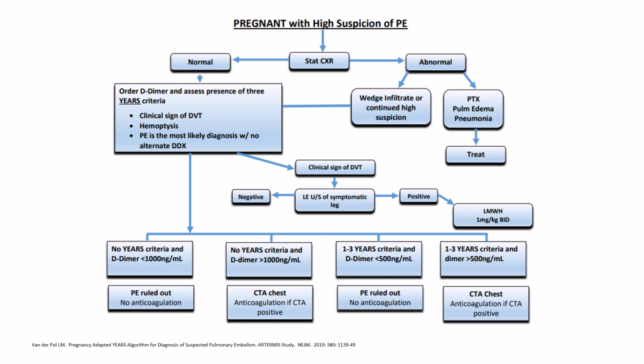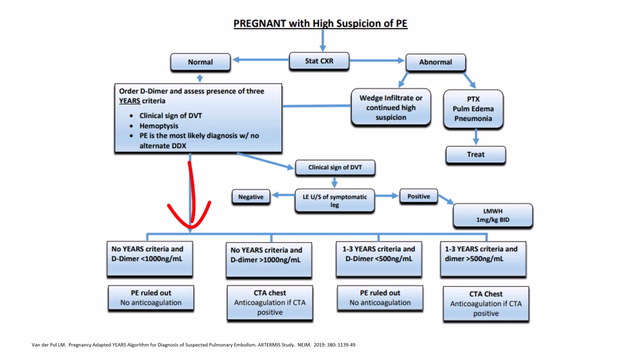If you have a patient with a high suspicion of PE, you first get a chest x-ray. From that chest x-ray, you might find other pathophysiology that dissuades you from a pulmonary embolism. This could be a pneumothorax, pulmonary edema, or pneumonia. You treat those folks. If you still have suspicion or you find a wedge infiltrate, then you order a D-dimer and assess for YEARS criteria. YEARS criteria are clinical signs of a DVT, hemoptysis, or PE is the most likely diagnosis.